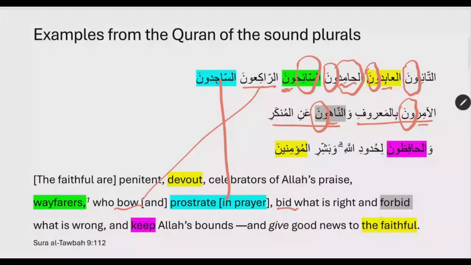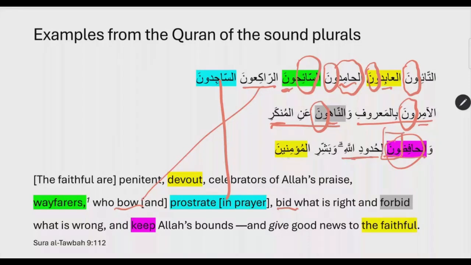Well, hafiduna, hafada is to protect something or keep to the bounds of something. And so the protectors of the hudud, the boundaries of Allah. Here's another example of an idafa construction. But hafiduna is what we're showing you here, the una form.